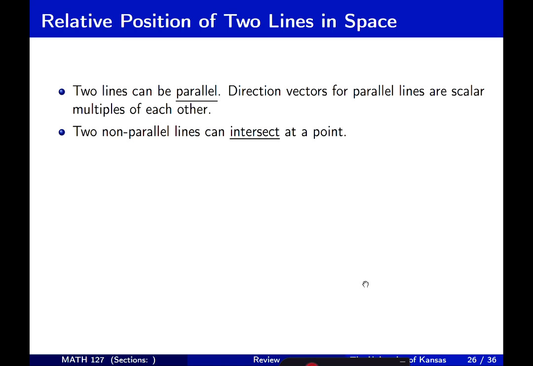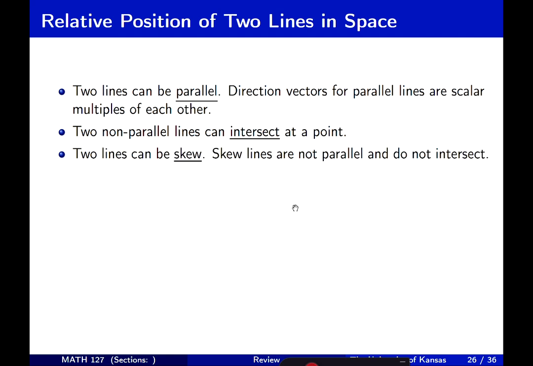Relative position of two lines in space. Two lines can be parallel. Direction vectors for parallel lines are scalar multiples of each other. Two non-parallel lines can intersect at a point. And there's a third option.